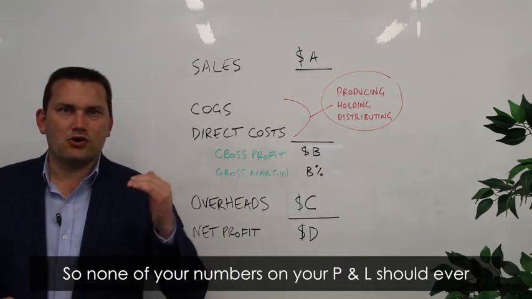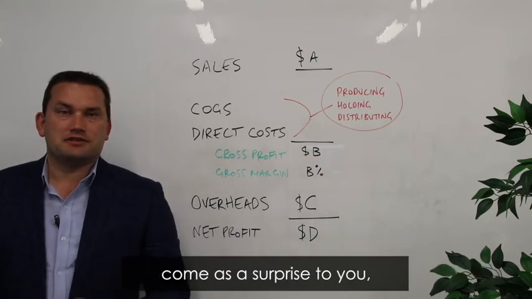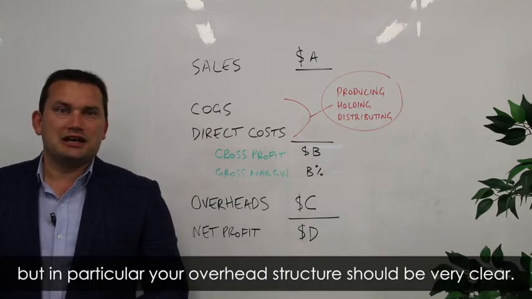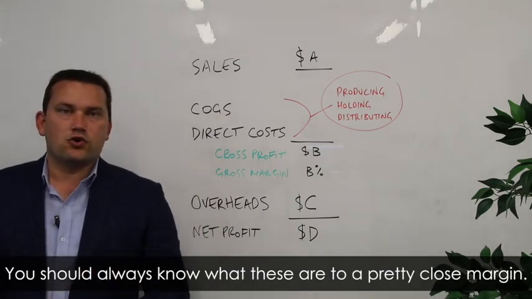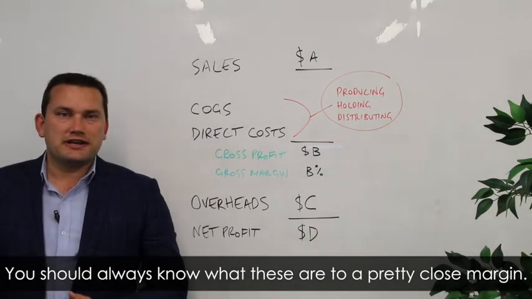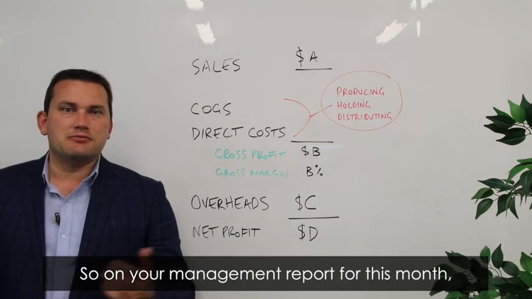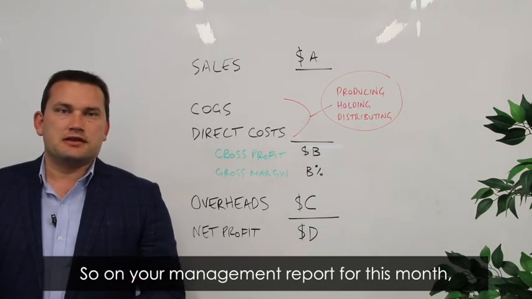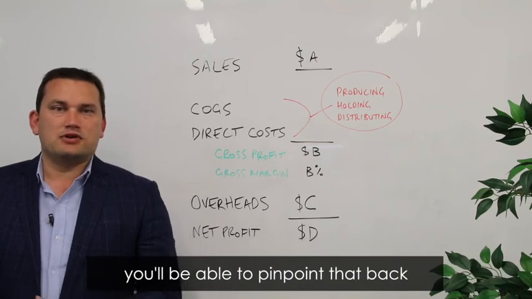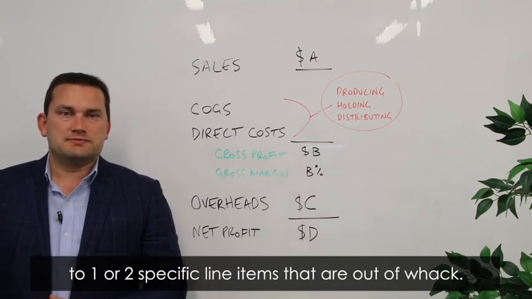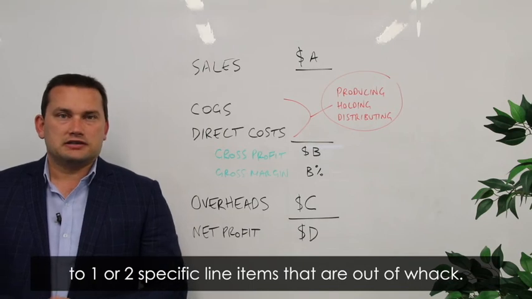So none of the numbers on your P&L should ever come as a surprise to you, but in particular, your overhead structure should be very clear. You should always know what these are to a pretty close margin. So on your management report for this month, when your overheads are up 6K compared to budget, you'll be able to pinpoint that back to the one or two specific line items that are out of whack.